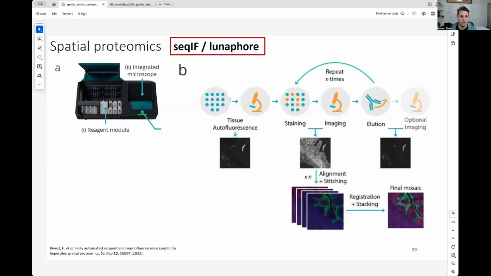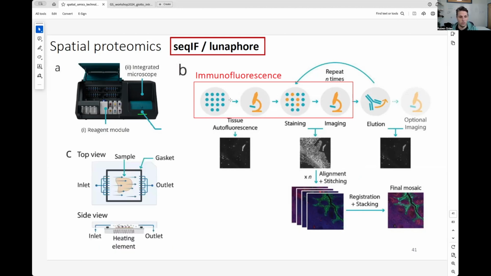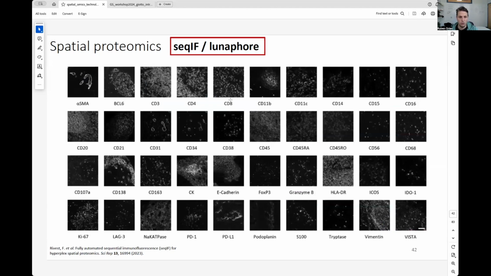And so what Lunaphore does is a sequential IF. So they do IF, and that's this specific part, but then they elute it, and then they do it over and over again. So it's like repeated or sequential immunofluorescence. And if you do that, there are specific technological innovations that need to happen in order to make that possible. But eventually, you can analyze multiple different markers at the protein level, all from the same single tissue.